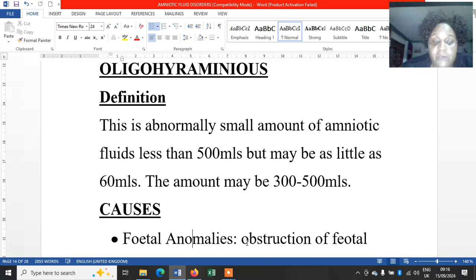We have said that the normal amount in normal pregnancy diminishes from 1 liter to around 800 mls. So polyhydramnios shall go and exceed up to around 1,500 mls. For oligo, it is coming below 800 mls, and it can be detected between 300 to 500, or it can even go as low as 60 mls.